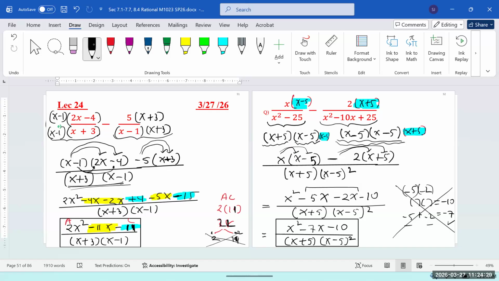For example, from here, what makes this denominator 0? For which value of x will this term be 0? 0 plus 5 is 0? No. So which value of x makes the denominator 0? Negative 5. So you cannot have negative 5 as our solution. Which x value makes this denominator 0? Plus 5. So you cannot have plus 5 as our solution. So you have to check what we cannot have in the solution from the denominator and what can be the solution from the numerator.